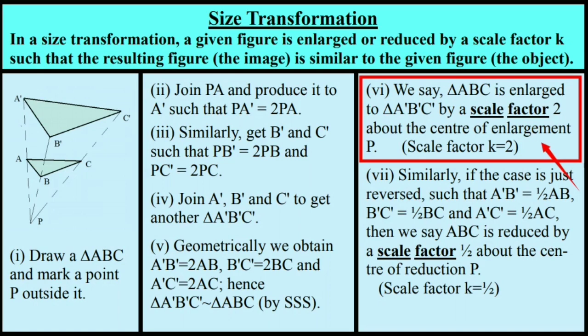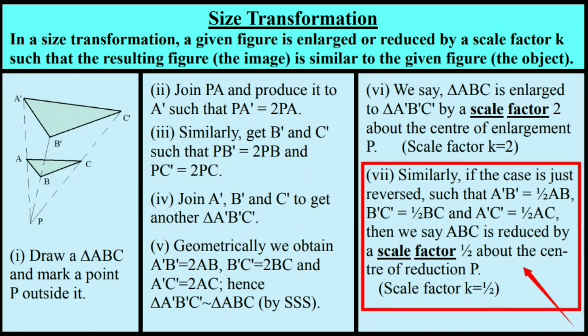Point 6. Now here the triangle obtained is A dash B dash C dash. Each and every side of this triangle is twice the corresponding side of the original triangle ABC. And here any side of triangle A dash B dash C dash divided by the corresponding side of triangle ABC is equal to 2, and that is represented with the letter K and called scale factor. Since the scale factor is greater than 1, we can say that the object is enlarged. It means the image is larger than the object, but both are similar.